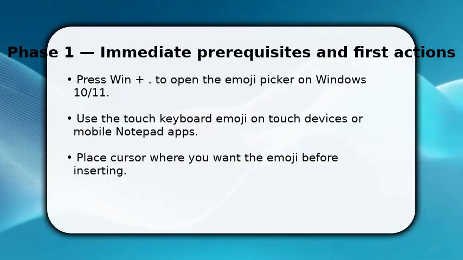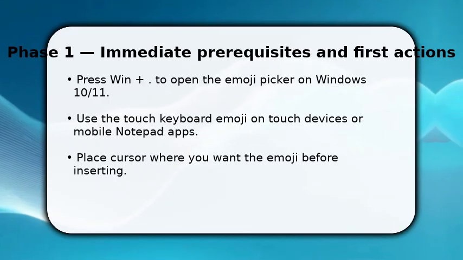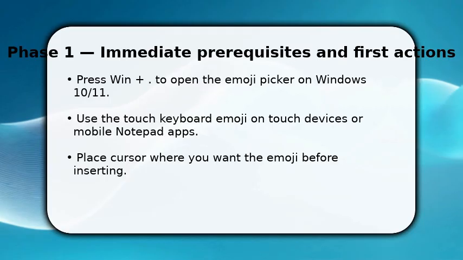You start by opening Notepad and placing the cursor where the emoji should appear. Press Win+. to open the emoji panel, this provides the fastest set of icons. If you're on a touch device, use the touch keyboard emoji. Once the panel is open, click an emoji to insert it immediately.